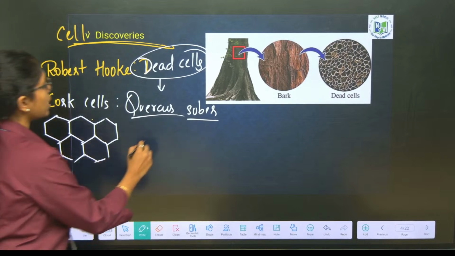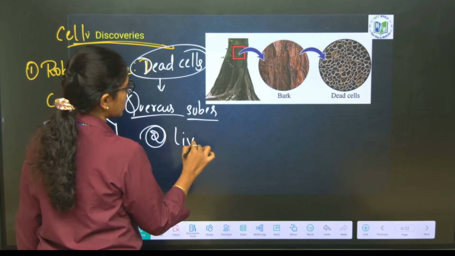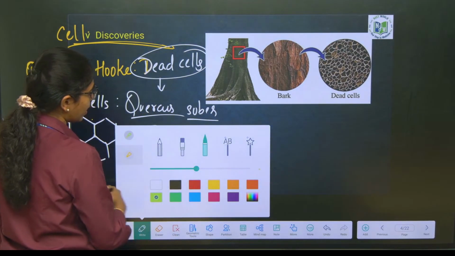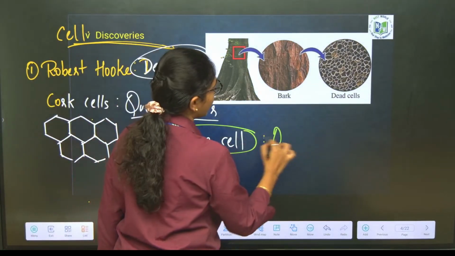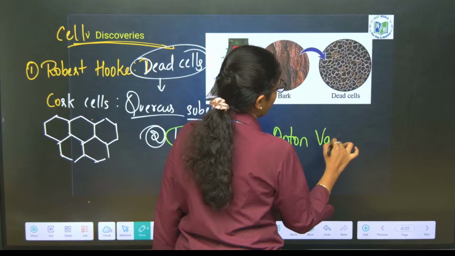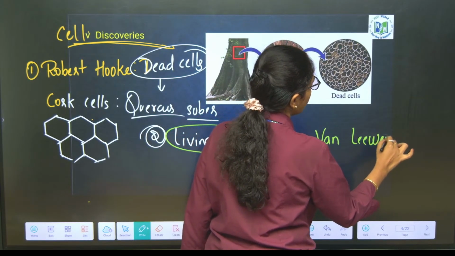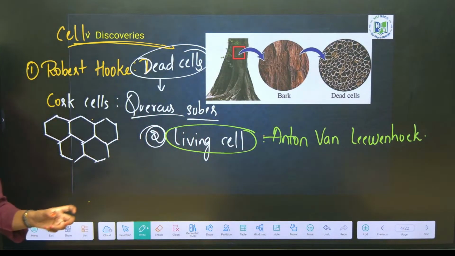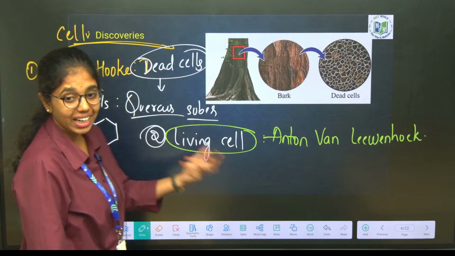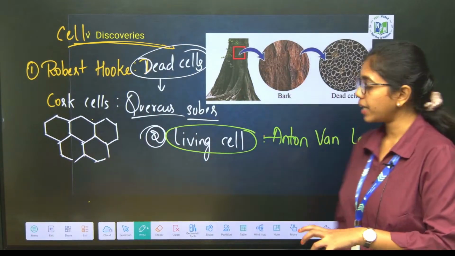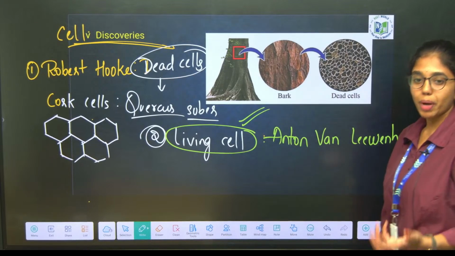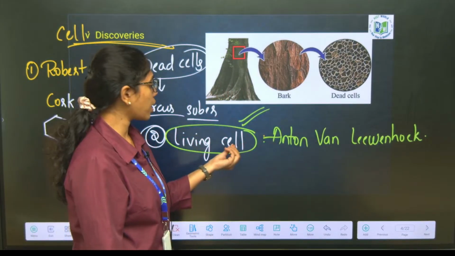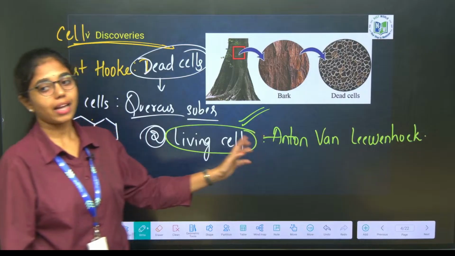Okay. Next is the discovery of a living cell. A living cell is discovered by Anton van Leeuwenhoek. Take down parallelly. Yes, Anton van Leeuwenhoek, who is the father of microscopy, a Dutch scientist, has observed different lens structures, and that is how he identified living cells like spermatozoa, and free-living cells like protozoans. All the unicellular organisms, most of them were identified by Anton van Leeuwenhoek.